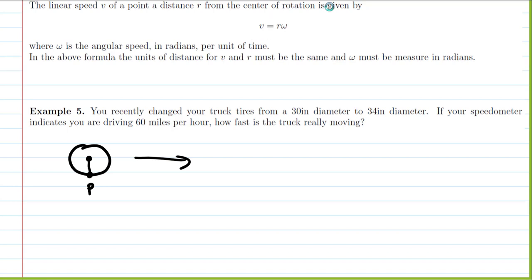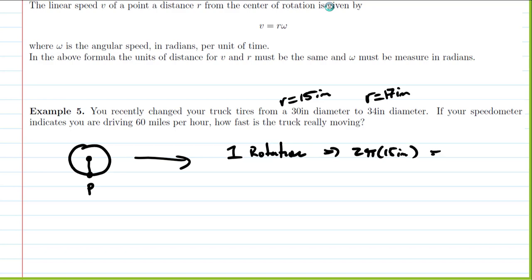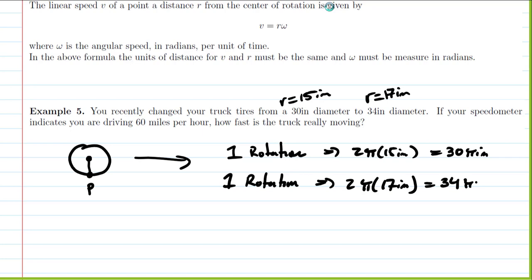The problem is, if you change the radius of your tire, you are going to be changing how far you go in one rotation. So converting our diameters to radii, we're going to have r equal to 15 inches, and r equal to 17 inches. So one rotation at 15 inches, the circumference would be 2 times pi times r, which is 15 inches, would mean you traveled 30 pi inches. But one rotation, if the radius of your tire is 17 inches, would mean that you would have traveled 34 pi inches per one rotation, right?